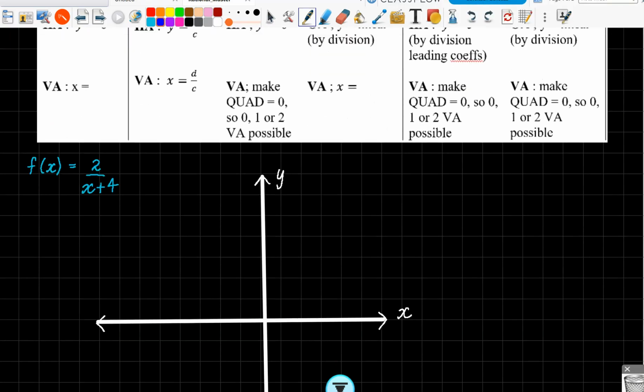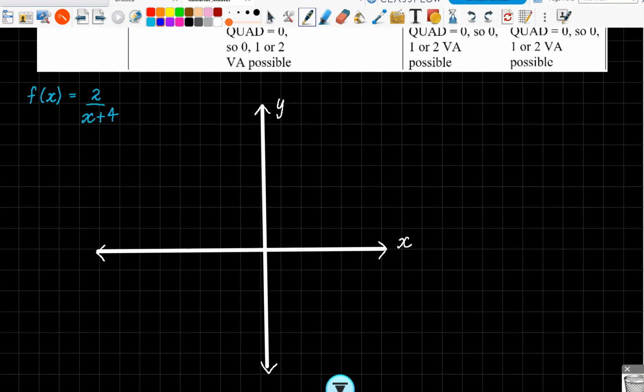Now we can take that a step further, and we've still got a constant up top, but now underneath, the denominator is not just x, it's x plus 4. We can easily see that our vertical asymptote will occur when the denominator is equal to 0, so that's going to be x equals minus 4. Your horizontal asymptote is still going to be y equals 0, when you've got a small number divided by something bigger.